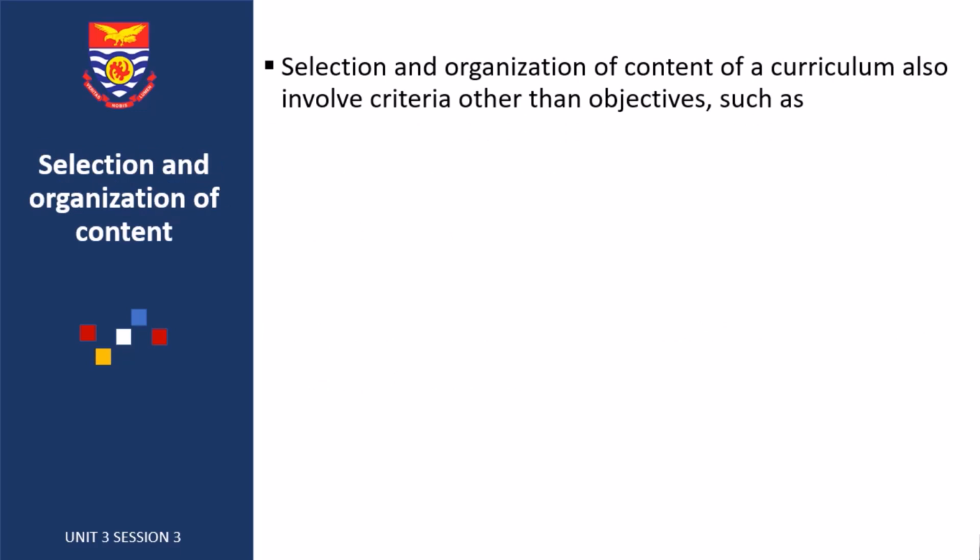Now, selection and organization of content. So having stated the various objectives, we must now select content. We must organize the content in such a way that it can help us to achieve the intended objectives. And so selection and organization of content involve some criteria. And these criteria include validity and significance.